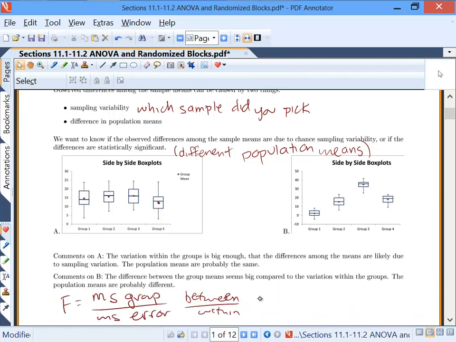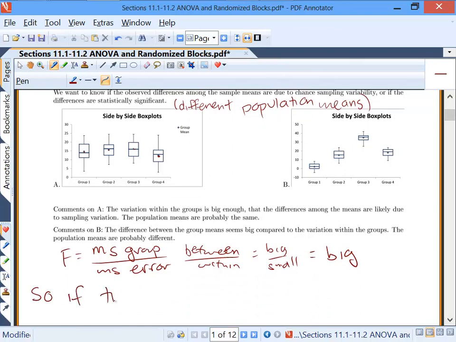So we have more variation between the groups than within the groups, which means that we're going to have bigger numbers over smaller numbers. And when you have bigger numbers divided by smaller numbers, what kind of numbers are you going to get? Bigger numbers.